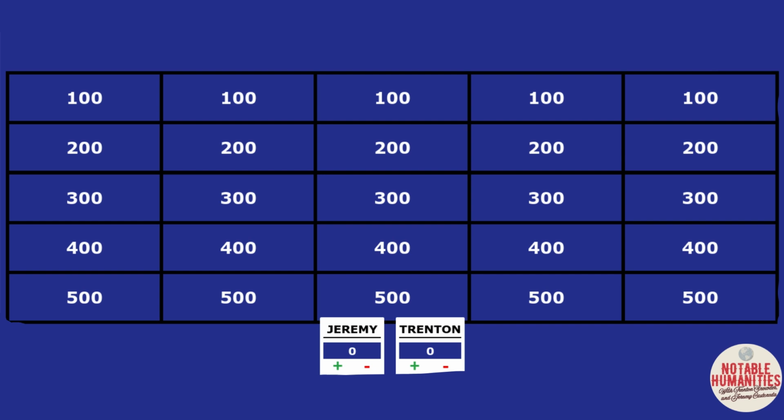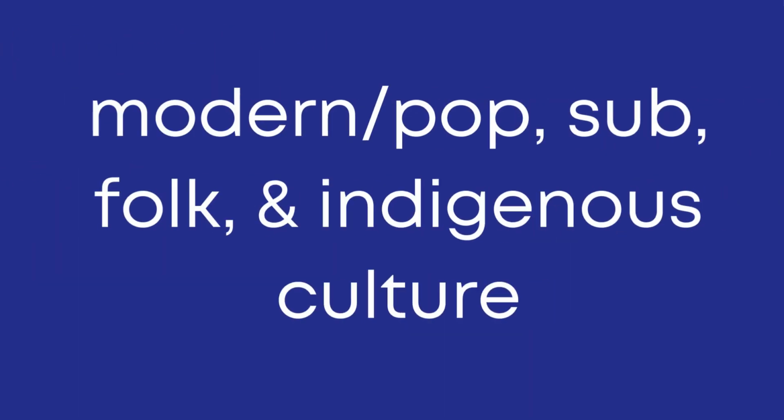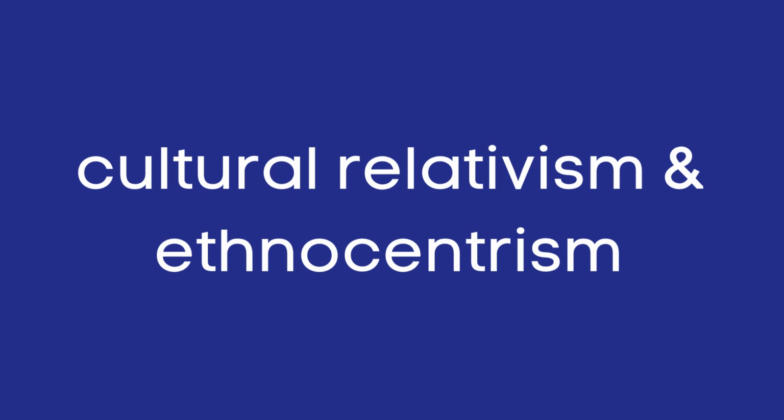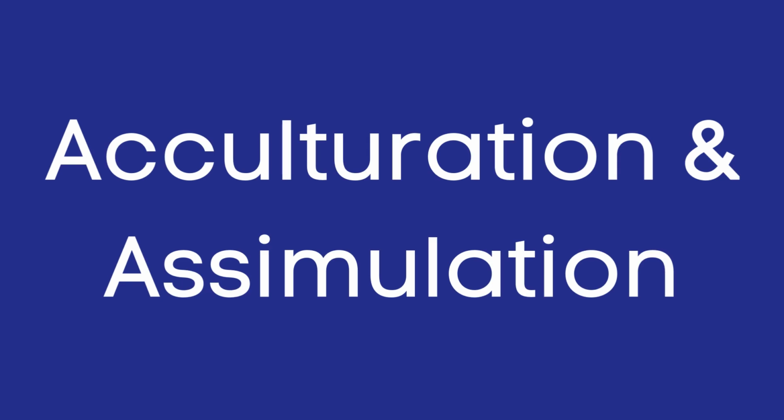And welcome back, everyone, to the Notable Humanities Podcast. This episode covers Units 3.1 and 3.8 of AP Human Geography, and you can watch The Real Jeopardy! on Sling TV. Let's see our categories for the two of you in our Jeopardy round. We start with material and non-material culture, then modern, pop, sub, folk, and indigenous culture. Then we have cultural relativism and ethnocentrism, syncretism and multiculturalism, and finally, acculturation and assimilation.